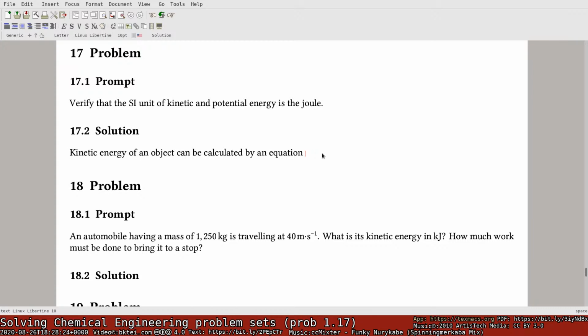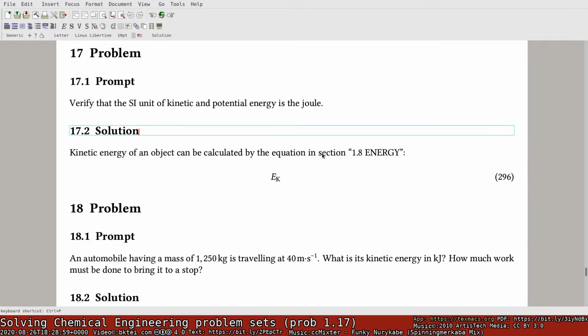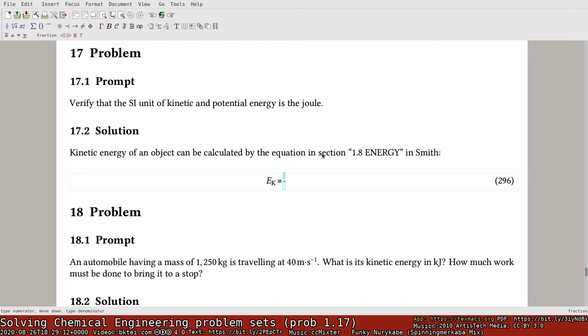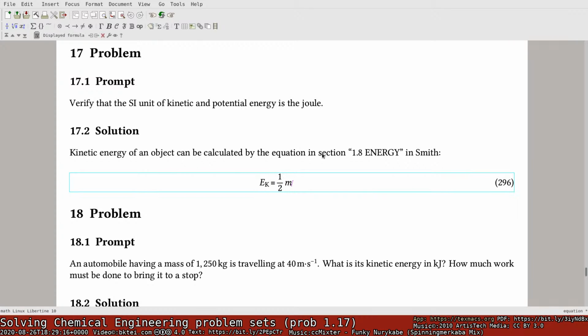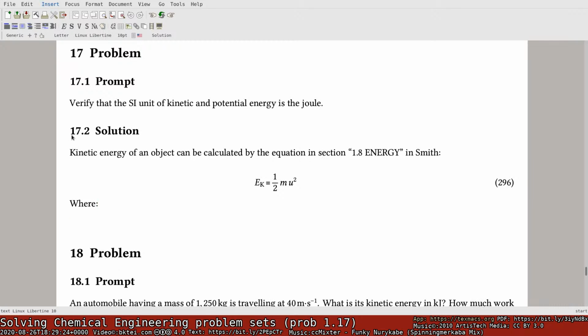Kinetic energy of an object can be calculated by the equation in section 1.8, energy, and we'll just go ahead and quote it here, in Smith. There we go. Then we'll go ahead and list the definitions of the different variables.